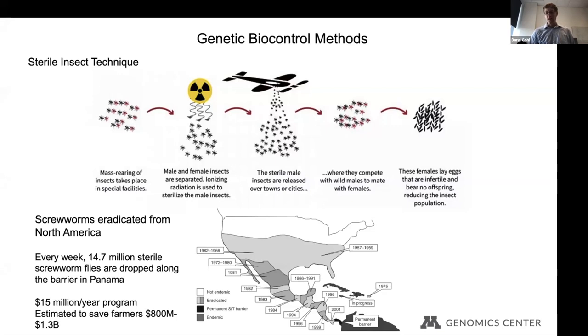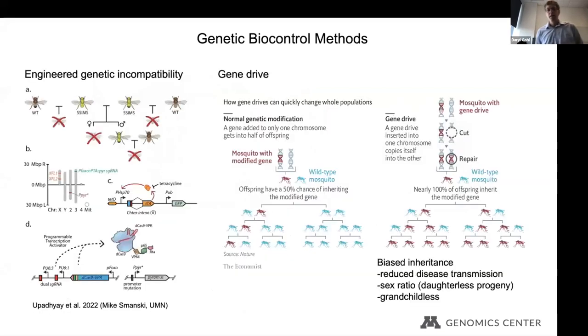More recently, developments of genetic technologies like CRISPR have made the process of potentially producing these genetic biocontrol organisms much simpler. There are a number of approaches that have been developed, including this engineered genetic incompatibility approach that was developed by Mike Smanski's lab here at the University of Minnesota.